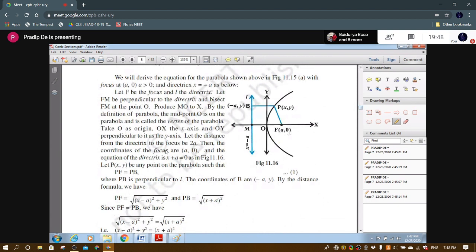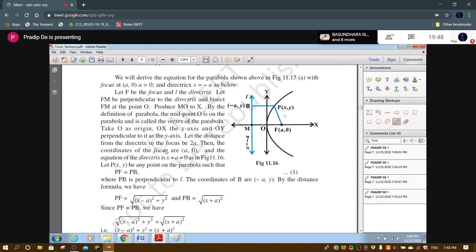Now let's try to derive the equation of this parabola. So now we have understood that the focus is at the point a comma 0 and the directrix is the line x equal to minus a. Let us take any point P on the parabola whose coordinates with respect to these coordinate axes that we have just chosen are x comma y. Fine. Then the point P has coordinates x comma y and the focus F has coordinates a comma 0. What is the distance between the point P and the focus?